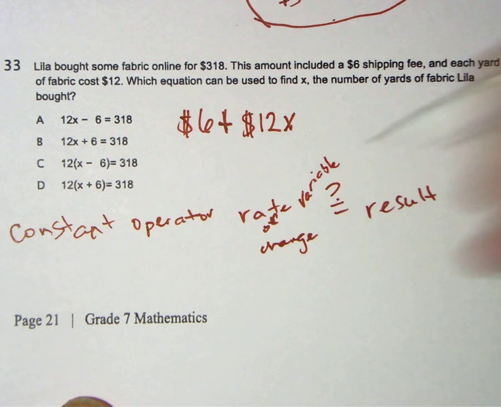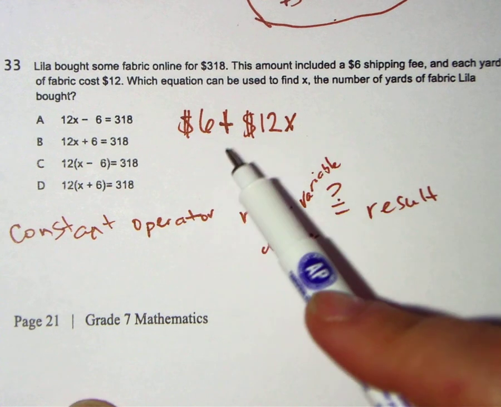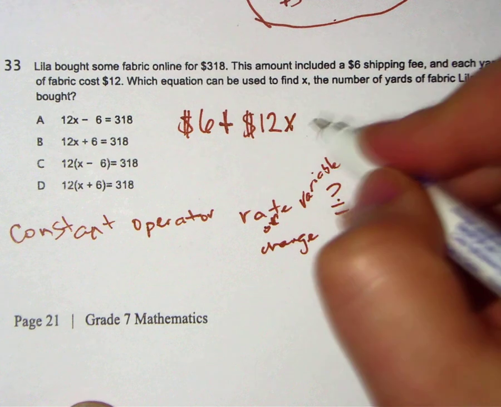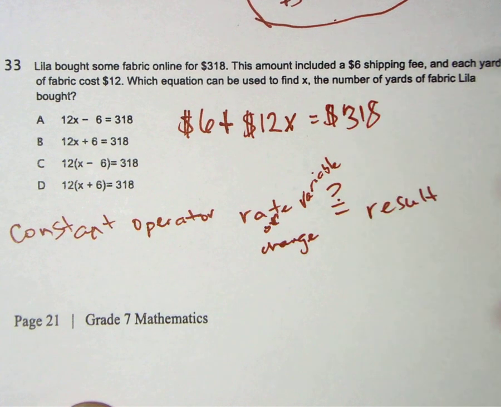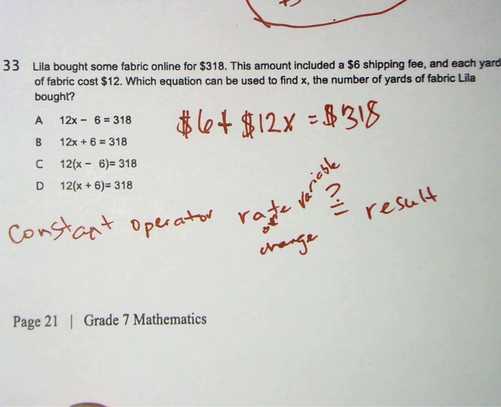Okay, no one caught me on that. But okay, so 6 plus 12x, and then it's going to be equal to, because she bought it online for exactly $318. It doesn't say that she was less than $318 or more than or equal to, so it's going to be exactly $318. So let's look now at our answers.